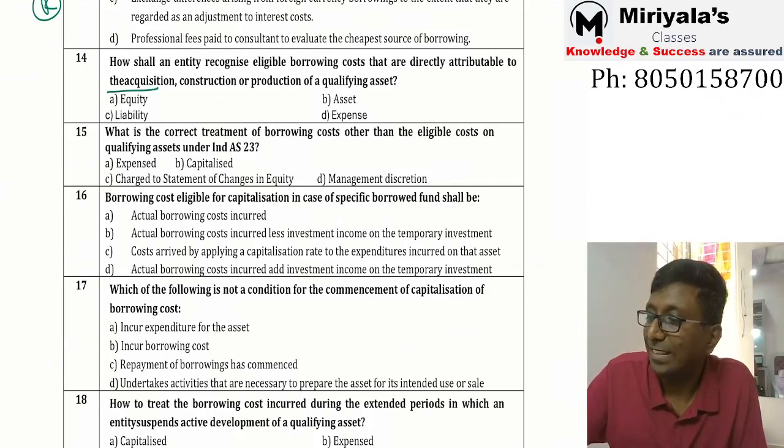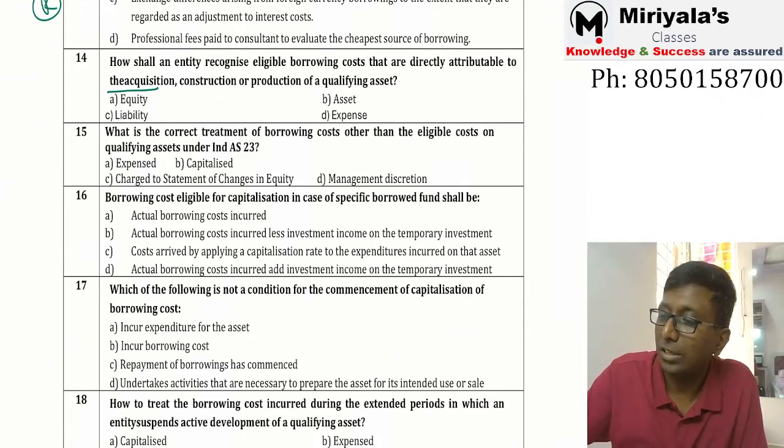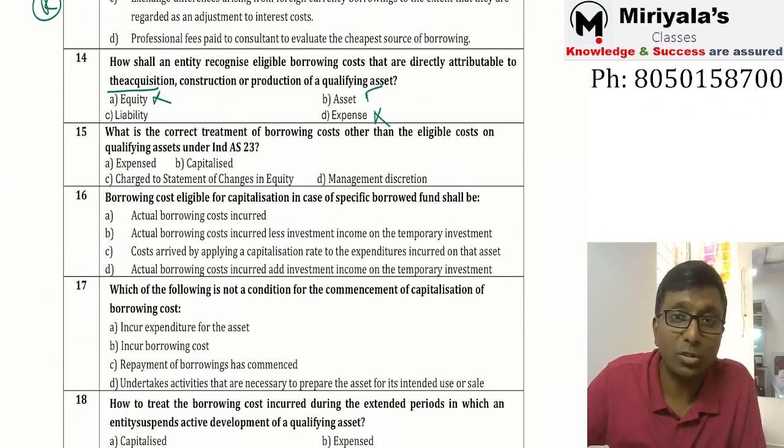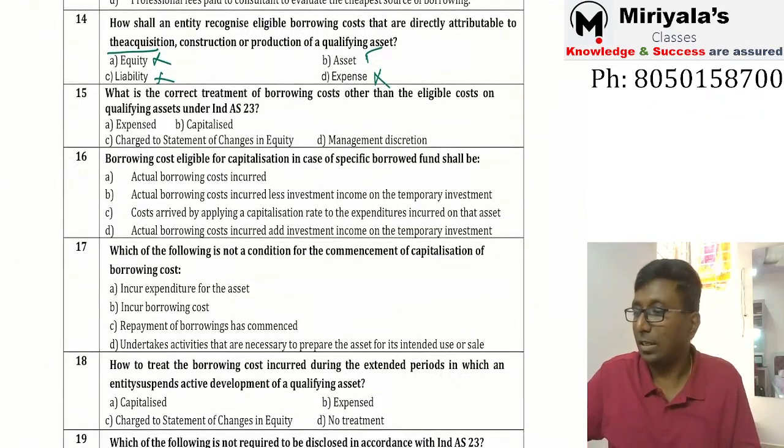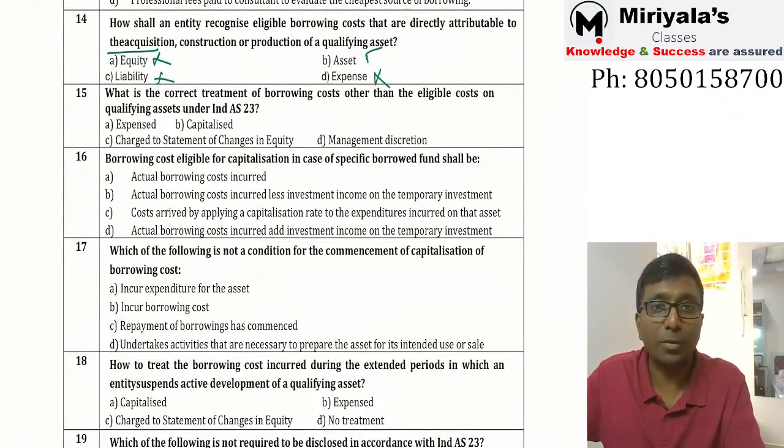How shall an entity recognize the eligible borrowing costs that are directly attributable to the acquisition? Correct. Now, how do you record it? Do you record as an equity? No. Do you record as an asset? Yes. Do you record as an expenditure? No. We'll capitalize it to the qualifying asset. So that means asset. Is it a liability? No, it is not a liability. That's it. Yes. Read the 15th one, my dear.